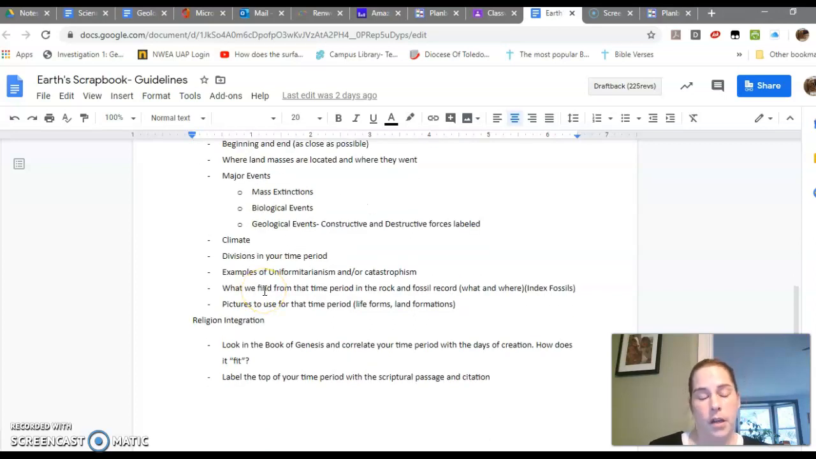Divisions of your time period. If you are doing an eon, are there any divisions of that eon? If you are doing an era, are there any divisions of that era? If you're doing a period, are there divisions of that time? Identify examples of uniformitarianism and catastrophism in your time period. Again, this information will also be put into notes as the week goes on to help you. What we find from that time period in the rock and fossil record. What index fossils do we find from that time period, and where in the world do we find them?